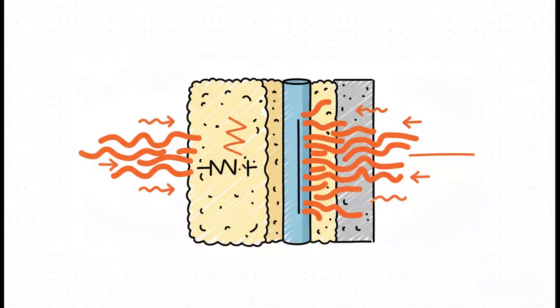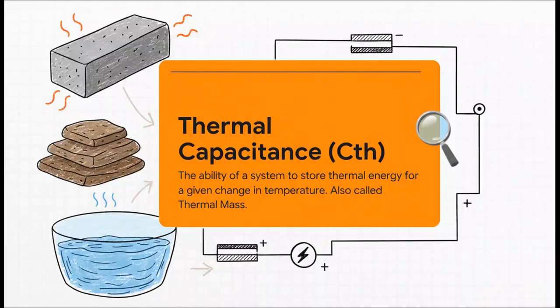Engineers have a name for this. They call it a thermal bridge. Now for the other key component, storage. We call it thermal capacitance or sometimes thermal mass. It's just the ability of an object to store heat energy. Think of it like a thermal battery. Heavy, dense materials like concrete or water, they're like massive capacitors in our thermal circuit. They can soak up a ton of heat without their own temperature changing all that much.